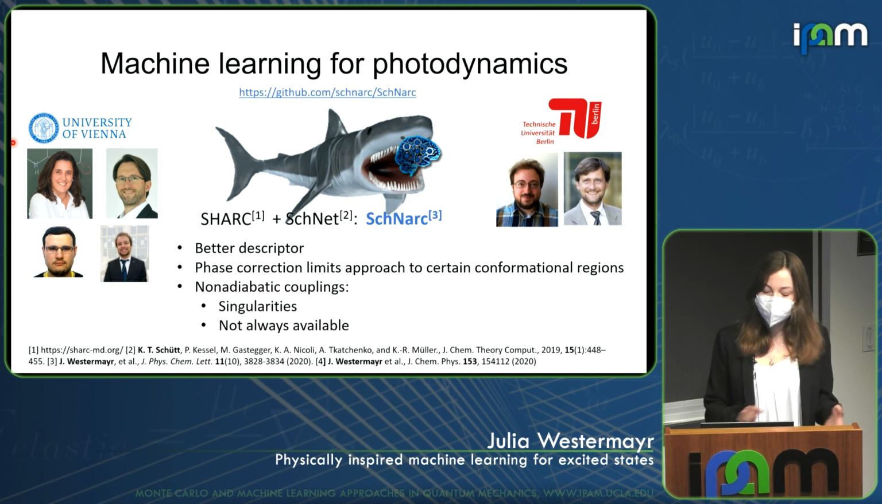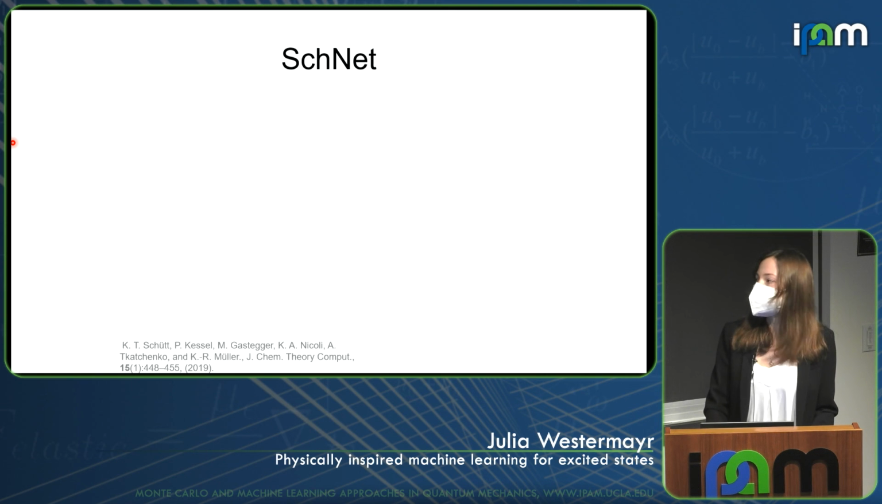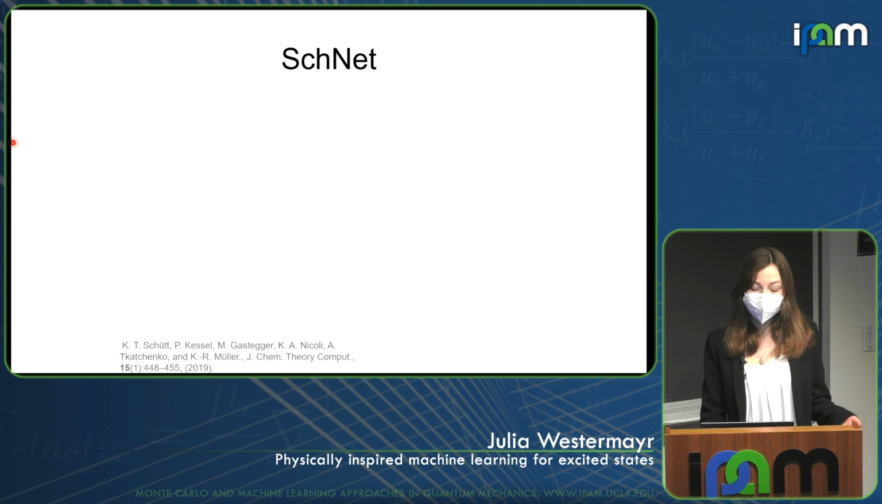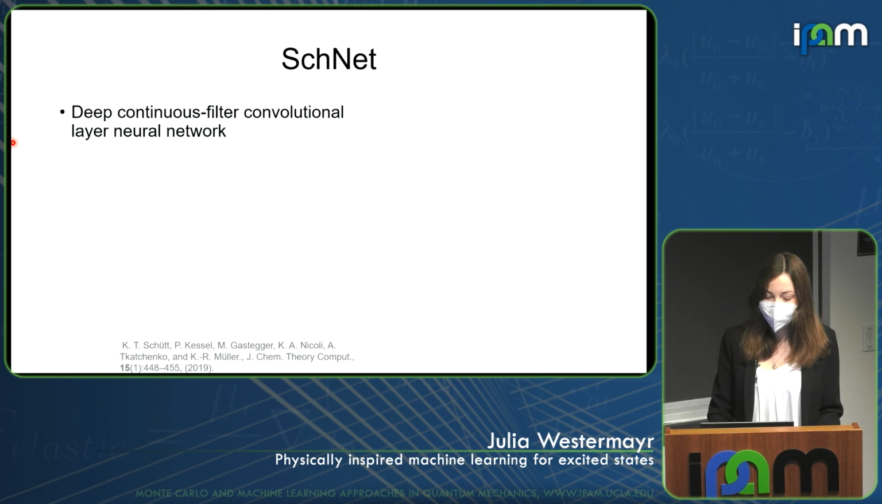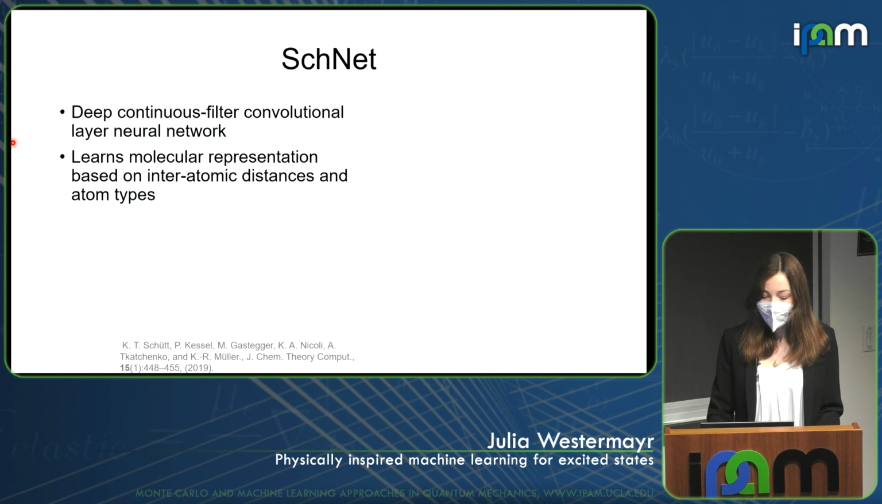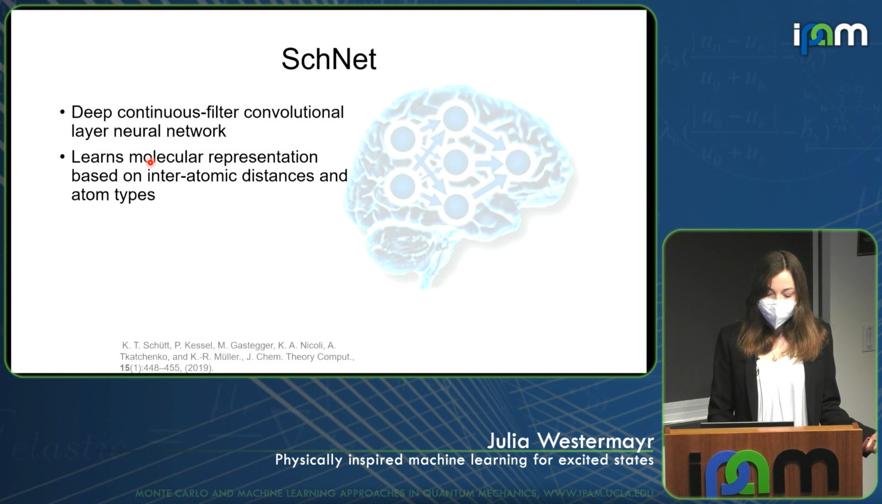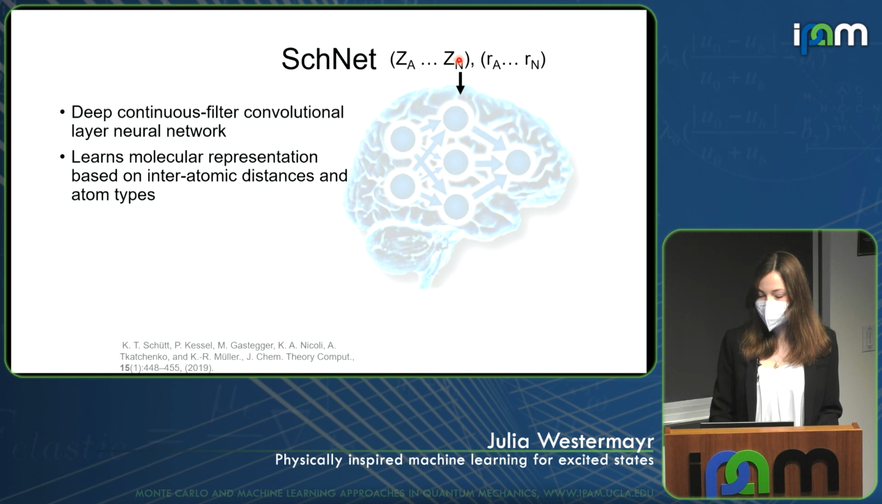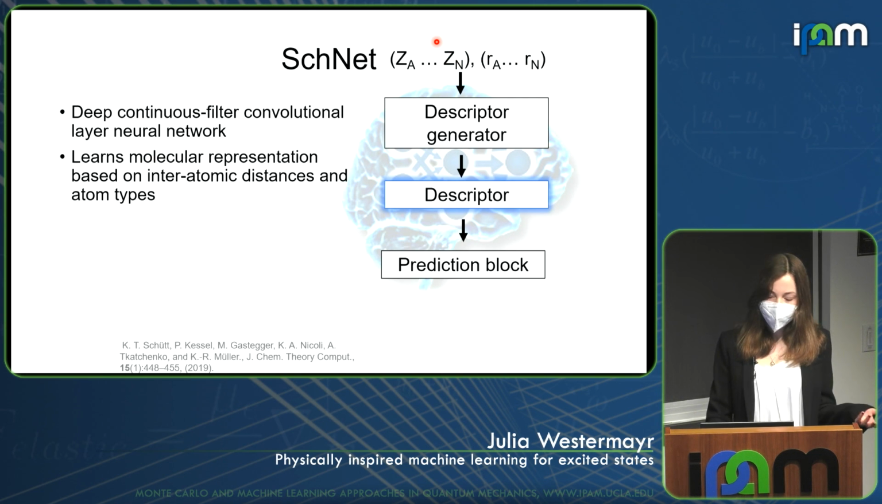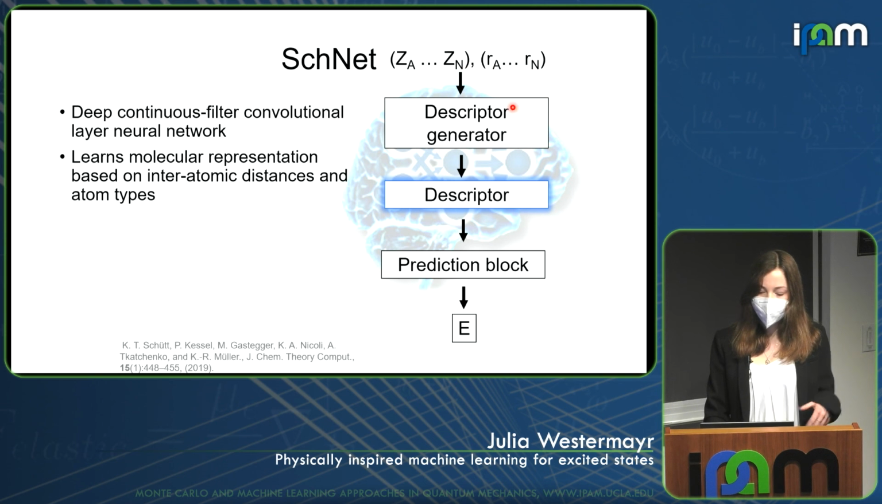And with this approach, we tried to improve on our previous approach. So first of all, Jan has already explained to you, we used the SchNet descriptor compared to the inverse distance matrix. So SchNet is a deep continuous filter convolutional layer network. And the nice thing is that it learns the molecular representation based on interatomic distances and atomic charges. So it's a message passing network where we have one block where we generate our descriptor, and then this descriptor goes into the next block to predict the energies.